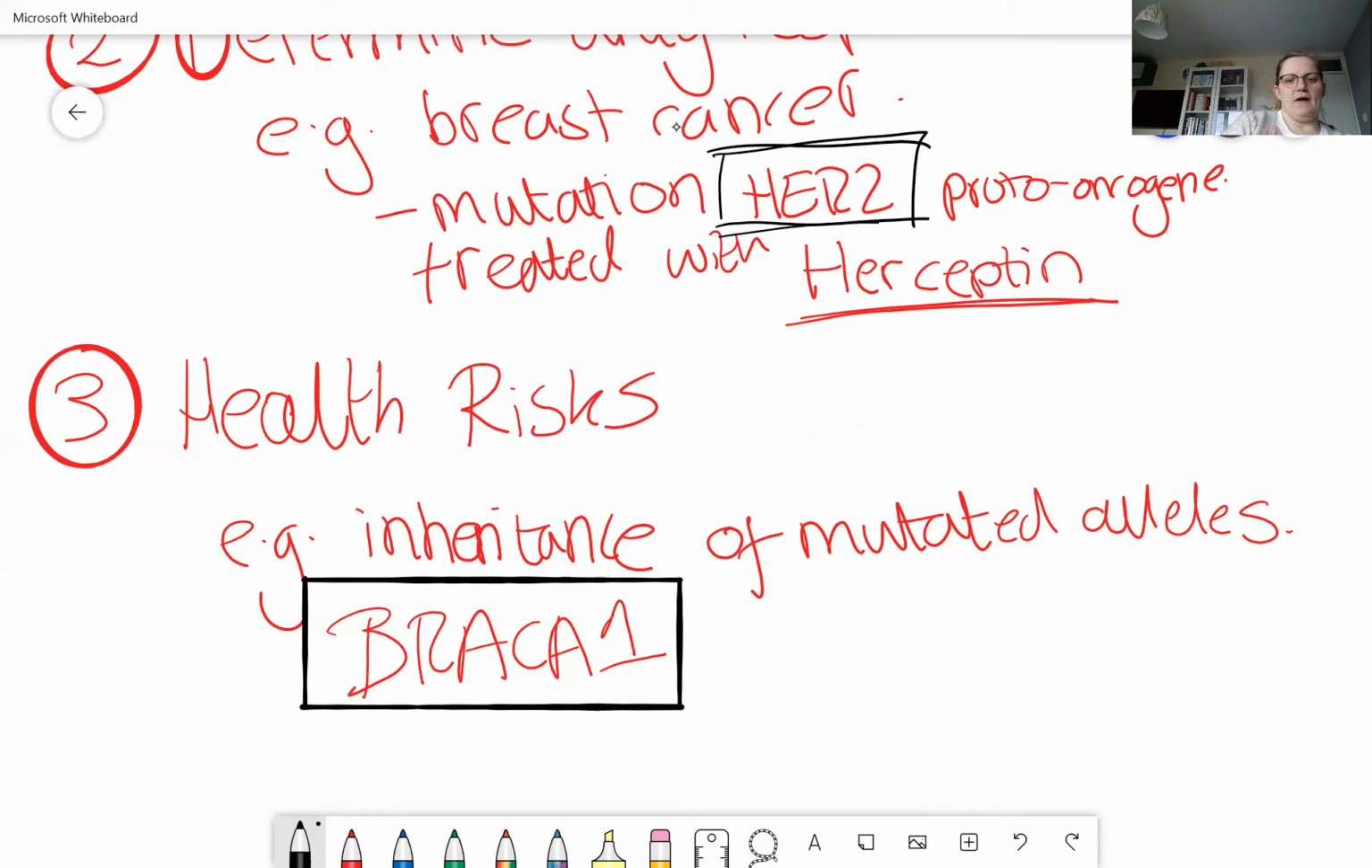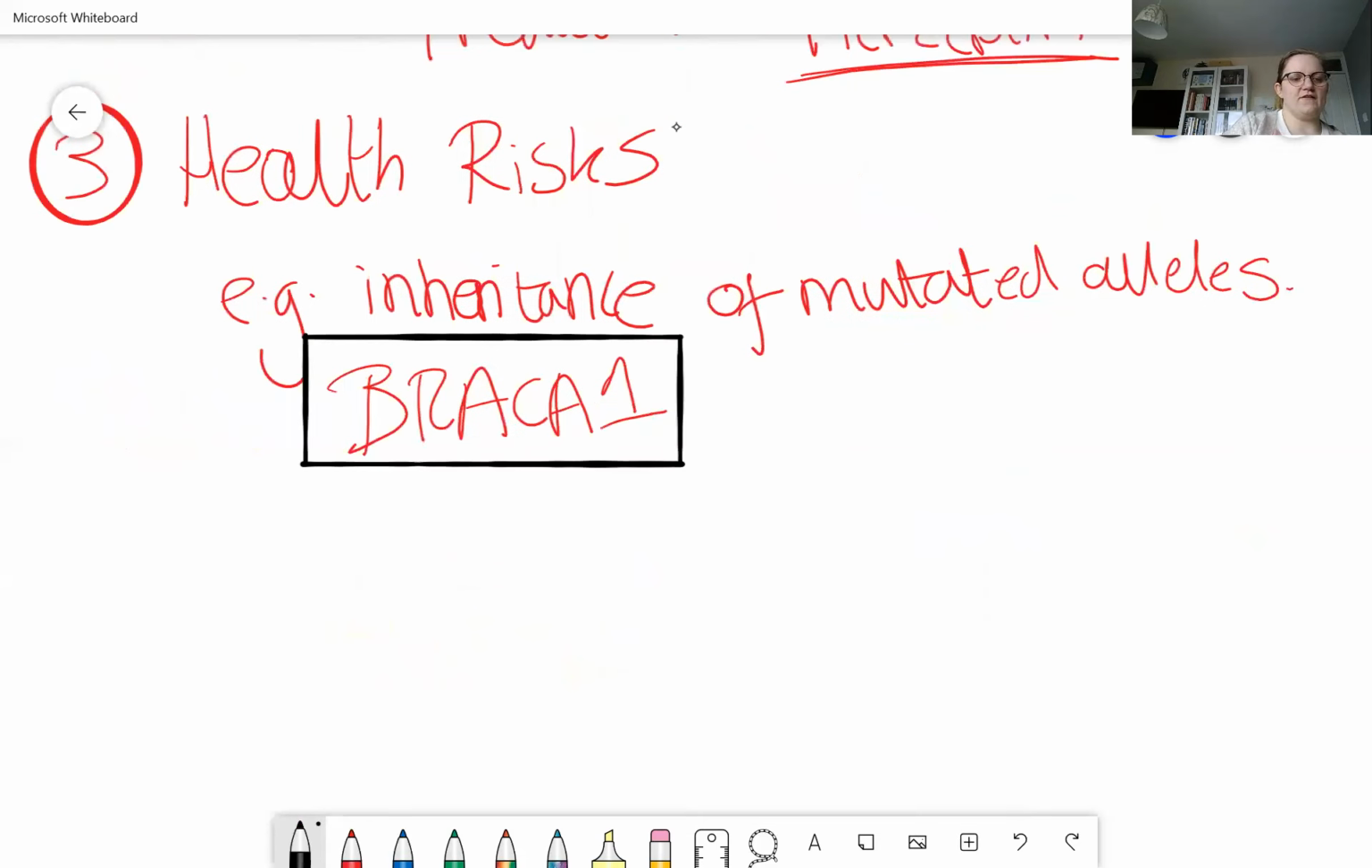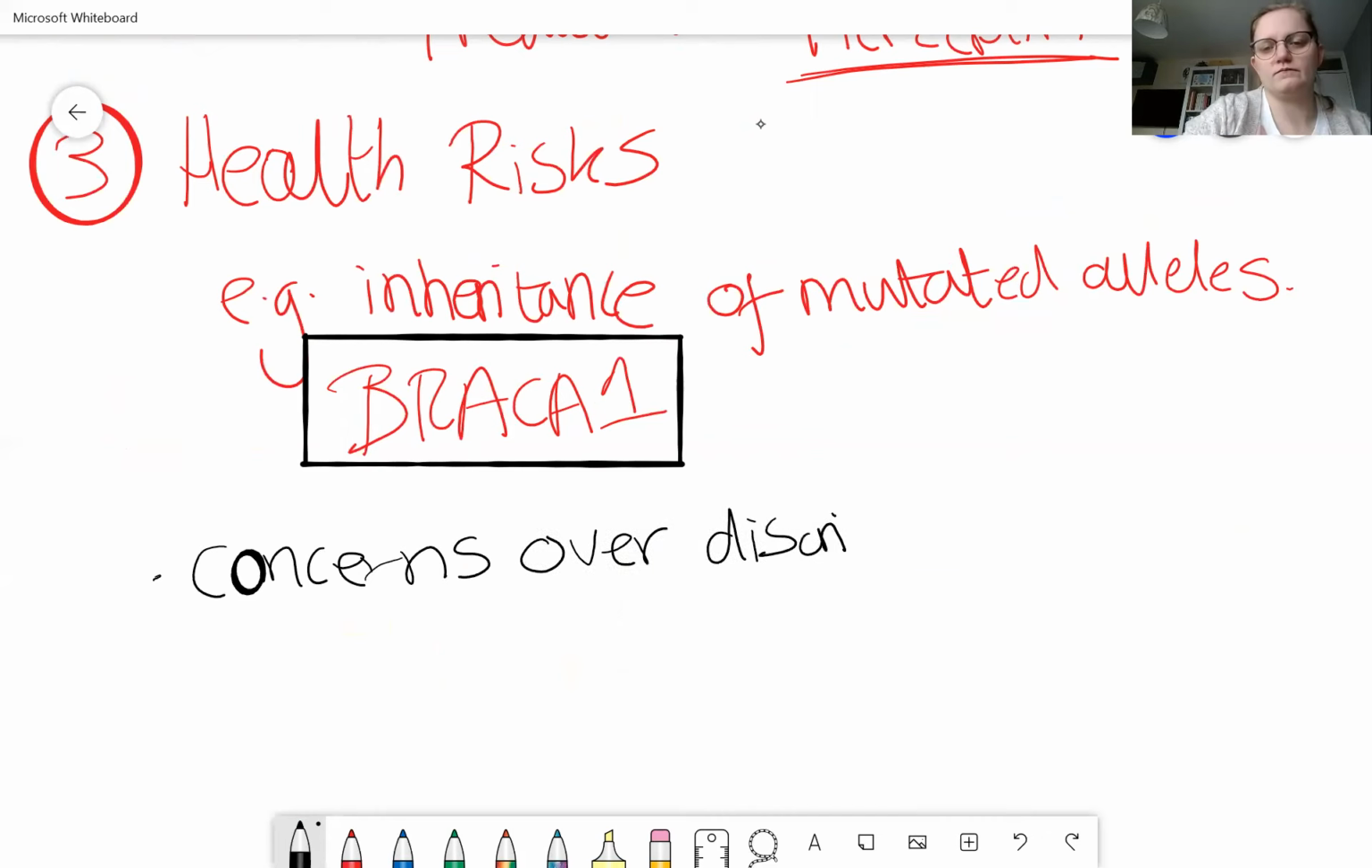There are some concerns about this when we're using DNA probes for health risks, because some people worry that genetic screening might lead to discrimination. So I'm going to just pop here: concerns over discrimination. That's by things like insurance companies or employers, because if they know you've got a high risk of developing a condition, they may put things in place, maybe to stop you working for them or charge you more money, for example, if they were an insurance company.